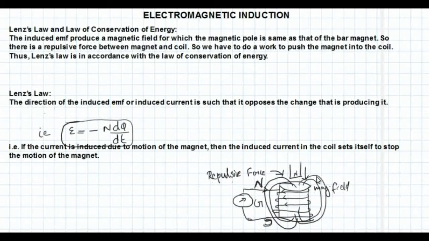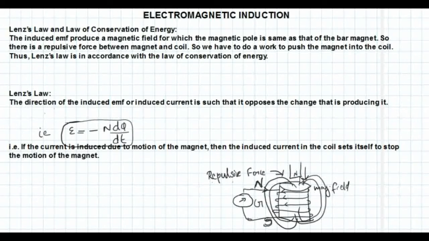So this is very much important, and this has close relation with the law of conservation of energy. So let us see how it is related to the law of conservation of energy. The induced EMF produces a magnetic field for which the magnetic pole is the same as that of the bar magnet. So here you can see the magnetic field produced, for which the north pole at the top is the same as that of this bar magnet. So there is a repulsive force between the magnet and coil.